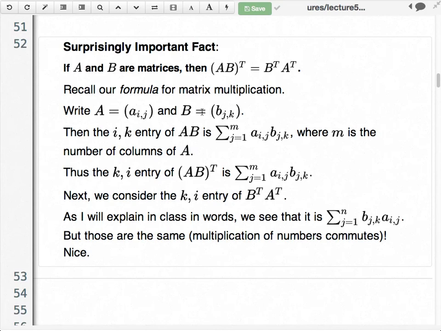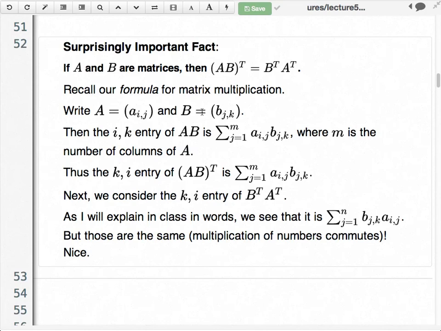If we write down a formula for the ik entries of each of them, and the two formulas are obviously equal, then we'll know that the ik entries, for any i and k, of these two matrices are the same, and hence the matrices are the same. So let's see what we can do. We want to know the i comma k entry of (AB) transpose.